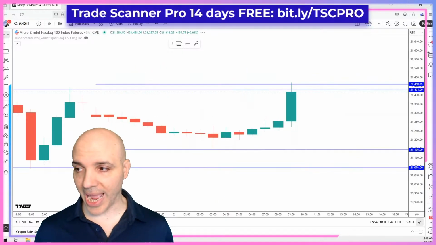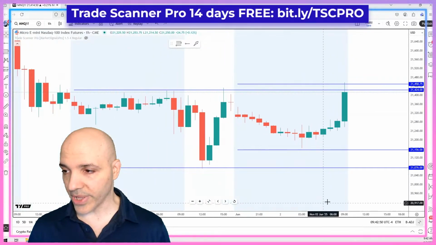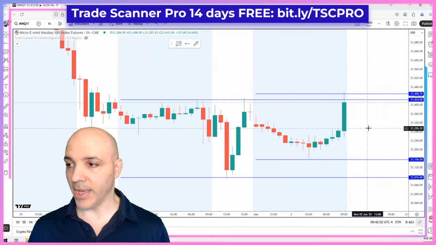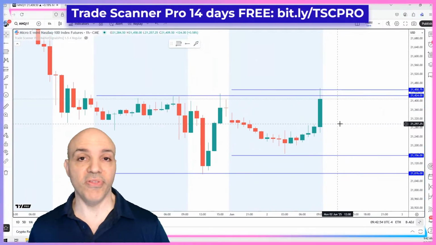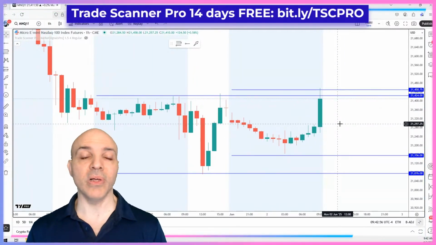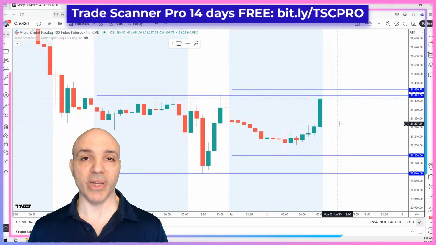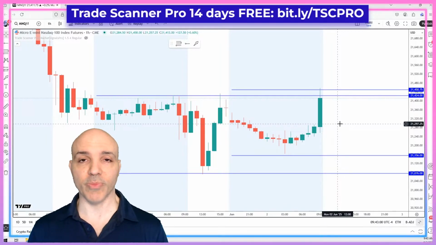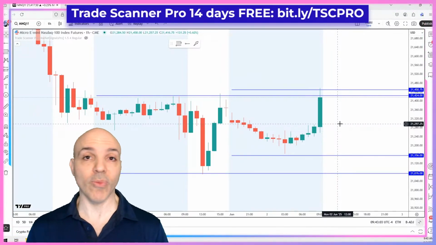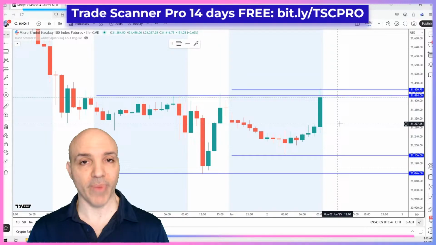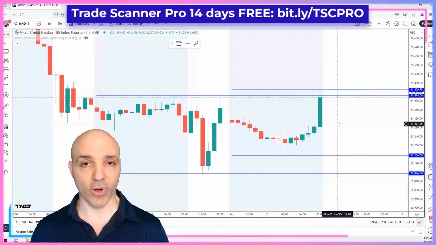Now I'm going to go to an hourly time frame. The hourly time frame is going to give me a sense of momentum. Between the levels and momentum, I should be able to determine what side of the market I should be using the Trade Scanner Pro on. Remember, the Trade Scanner Pro is a confirmation tool. It's not a forecasting tool.